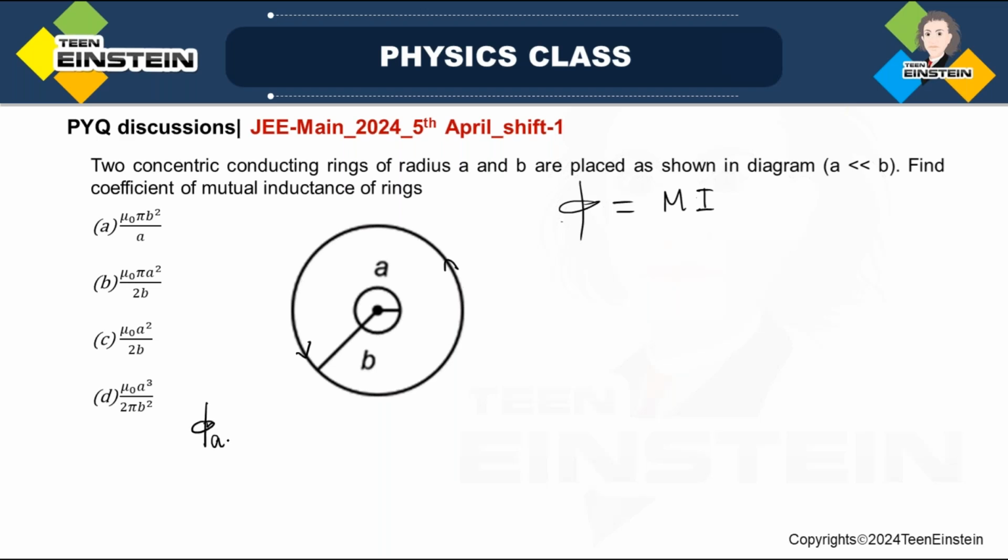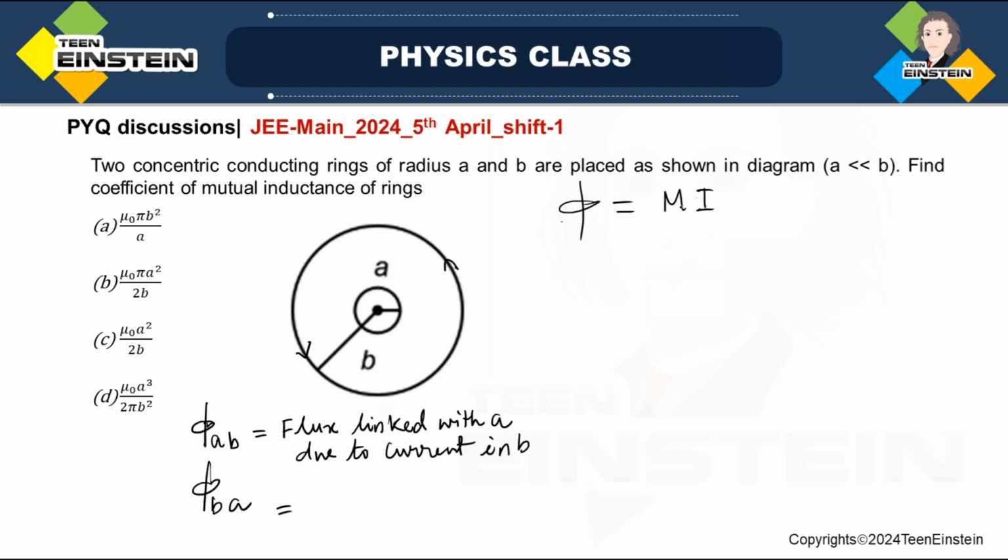Suppose phi AB, that means the flux linked with A due to current in B. Okay, so this is what it is. If I write phi BA, anyway the value of the coefficient is going to be the same in both cases.